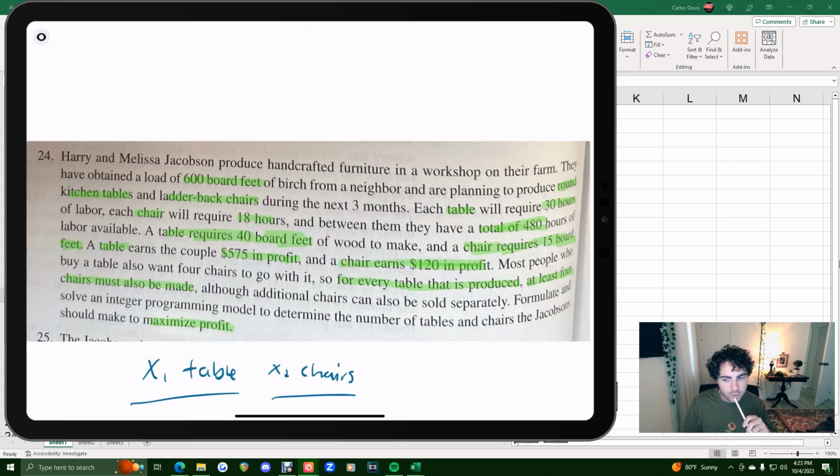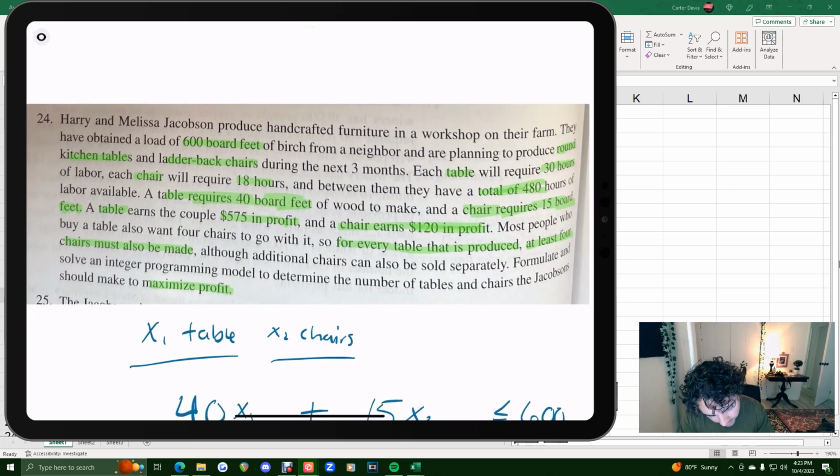We're going to call x1 tables and x2 chairs. It's important to recognize that this is not a 0-1 integer model. It's just a regular integer model. So you can have multiple tables and chairs. It's not going to be the situation that you either make 0 chairs or 1 chair, or 0 tables or 1 table. You can have multiple tables and chairs. So x1 and x2 can be any integer.